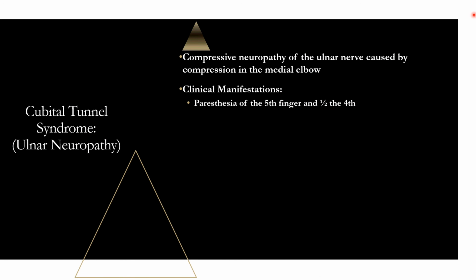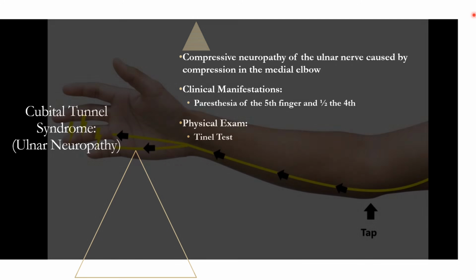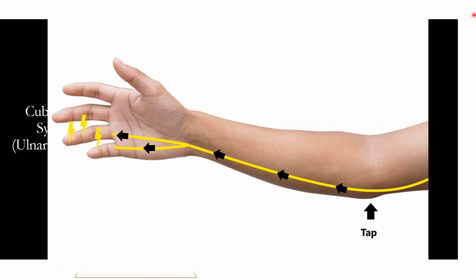Now, physical exam, there's a few different provocation tests for cubital tunnel, but the physical exam test I remember is the Tinel sign. So this is the one you're going to hear about the most often. So the Tinel test or Tinel sign, it's percussion or tapping over the ulnar nerve in the ulnar groove of the elbow at the cubital tunnel. And then if they have paresthesia in the fourth and the fifth finger, that's a positive Tinel sign.